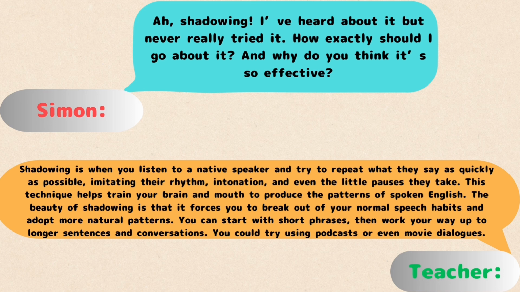Shadowing is when you listen to a native speaker and try to repeat what they say as quickly as possible, imitating their rhythm, intonation, and even the little pauses they take. This technique helps train your brain and mouth to produce the patterns of spoken English. The beauty of shadowing is that it forces you to break out of your normal speech habits and adopt more natural patterns. You can start with short phrases, then work your way up to longer sentences and conversations. You could try using podcasts or even movie dialogues.